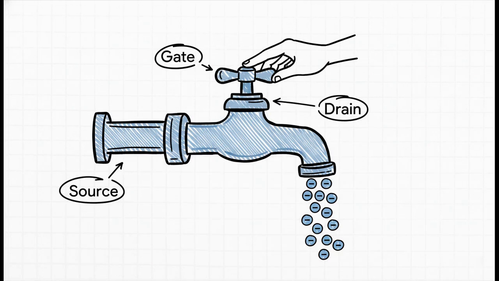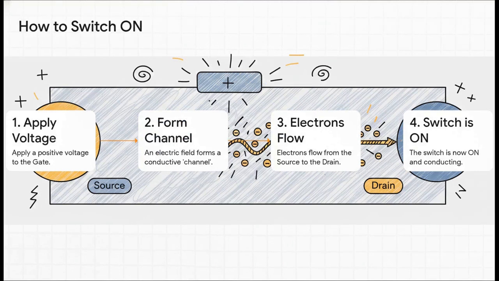Honestly, the best way to visualize this is as a simple water faucet. The source is the pipe bringing the water in, the drain is where the water comes out, and the gate, that's the handle you turn. When you turn that handle, you allow water, or in our case, a flood of electrons, to flow. And here's the truly brilliant part. There are no moving parts at all. When we apply a tiny positive voltage to that gate, its electric field pulls electrons up from the silicon right below it. This forms a temporary invisible bridge, a channel, connecting the source and the drain. Electrons rush across and boom, the switch is on. Remove that voltage, the channel vanishes and the switch is off.